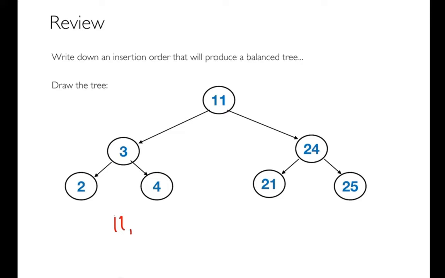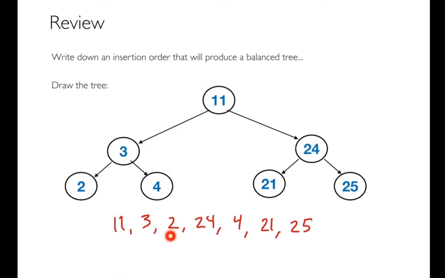And so there are different orders I could do. Maybe I'll do 3 and then 2. And then let's put 4 for later, just for fun. Then I'll say 24 gets locked in. There are lots of different answers here. And then I could do whatever the remaining nodes are, right? I want to get these three still. Let's say 4, 21, 25. So the key thing is that I locked in 11 as my root.